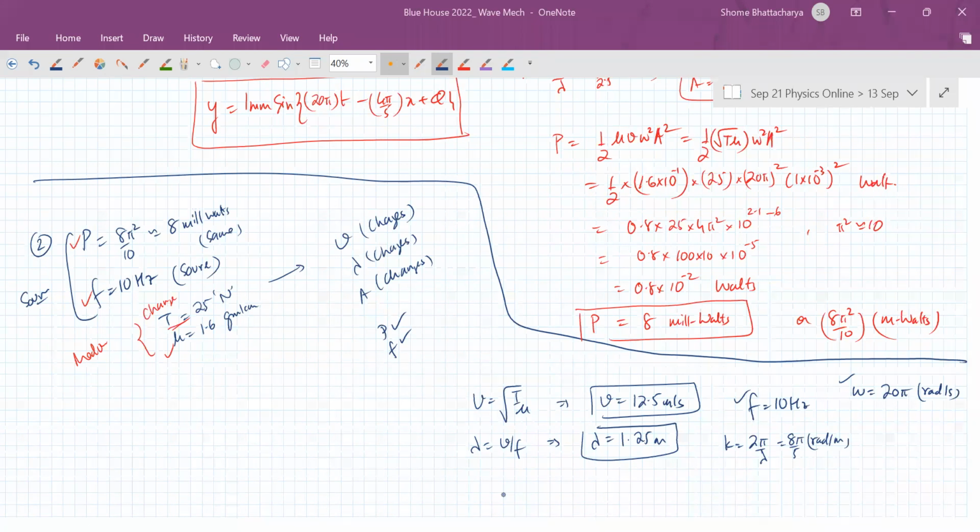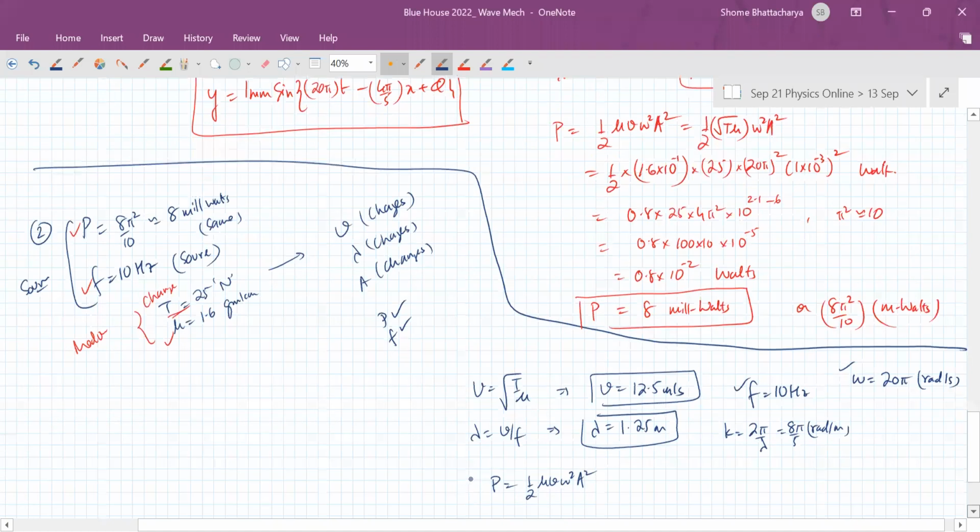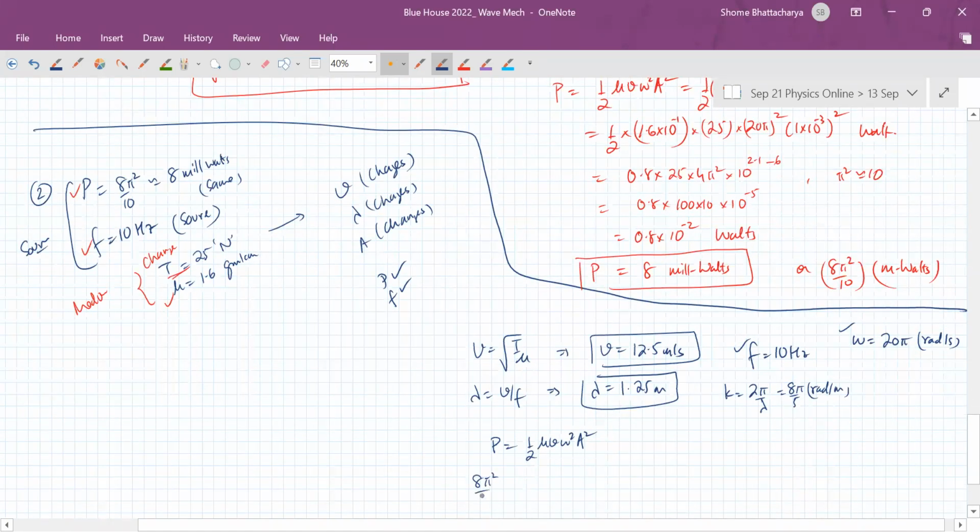Now the power, so this power is remaining the same. It's remaining 8 pi square by 10. This is also remaining the same, 1.6 into 10 raised to power minus 1. But what has changed is the wave speed. It has become half of what it was. Okay. Omega has remained the same, 20 pi square. So if wave speed has become half of what it was, you can see that A square would have doubled. So A will now become root 2 times what the amplitude was earlier. So it will be root 2 millimeters.